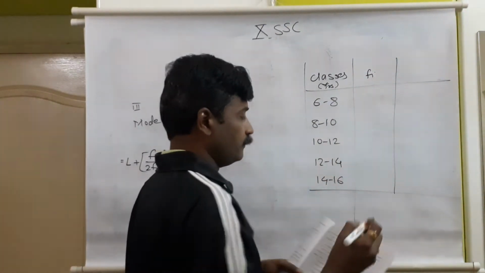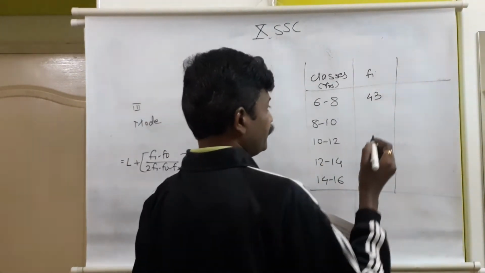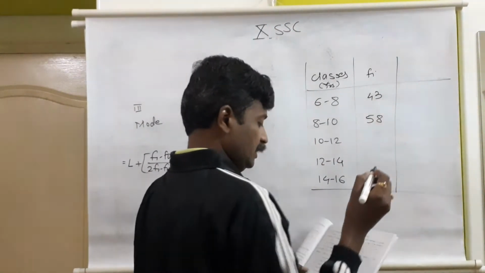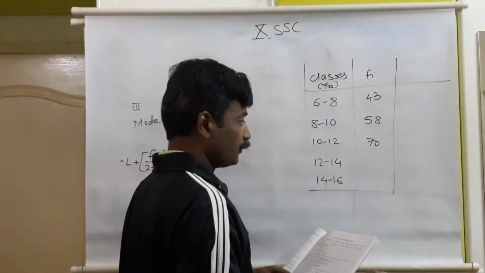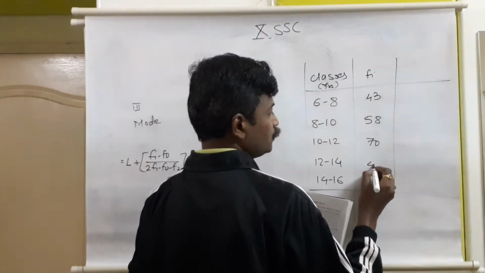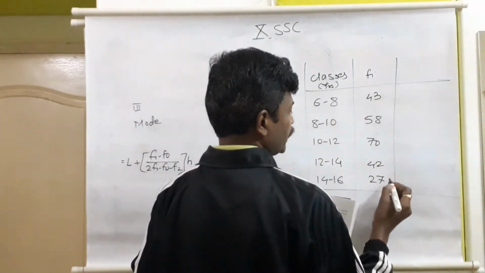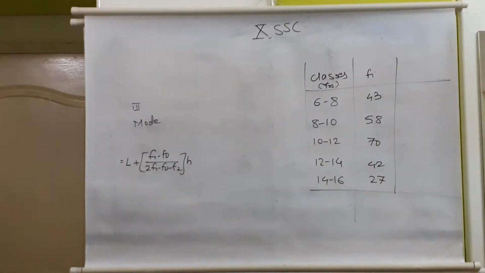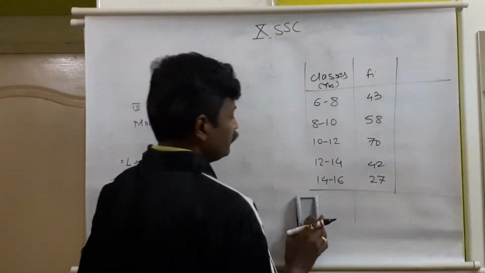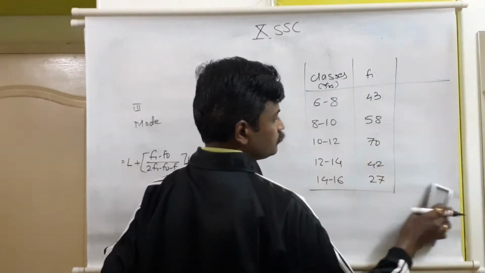The number of children is nothing but our frequency fi. In the 6 to 8 age group, 43 children are there. In 8 to 10 years, 58 children. In 10 to 12 years, 70 children. In 12 to 14 years, 42 children. And in 14 to 16 years, 27 children. So this is the information provided in the first solved sum. Now let us find the values required in the formula.